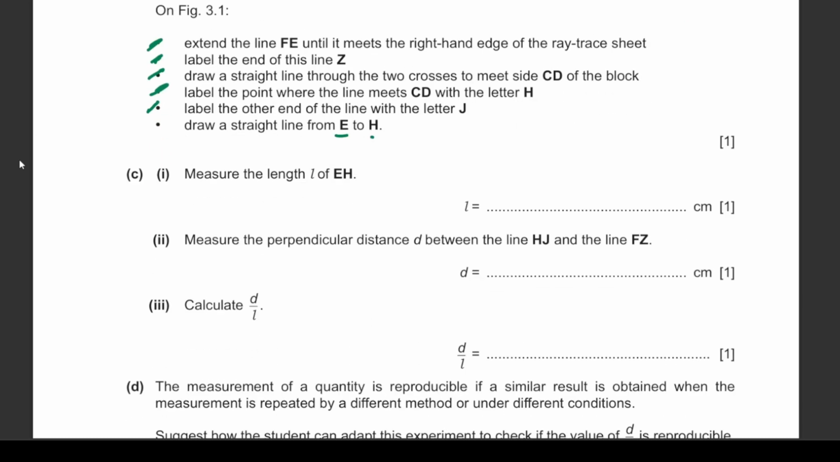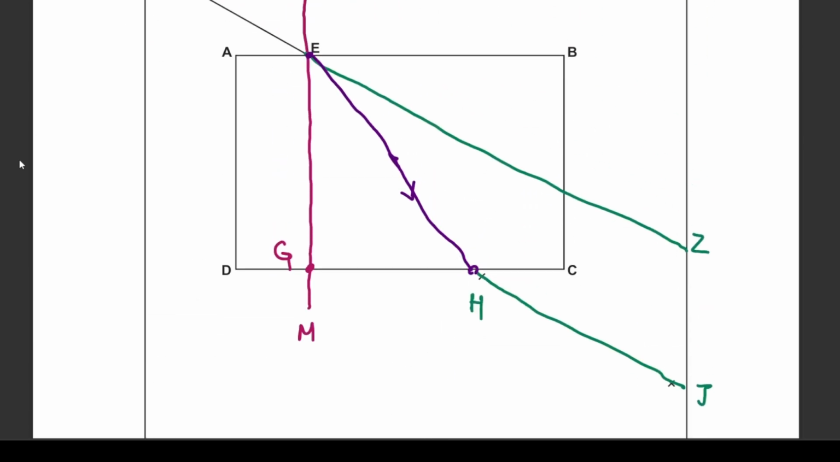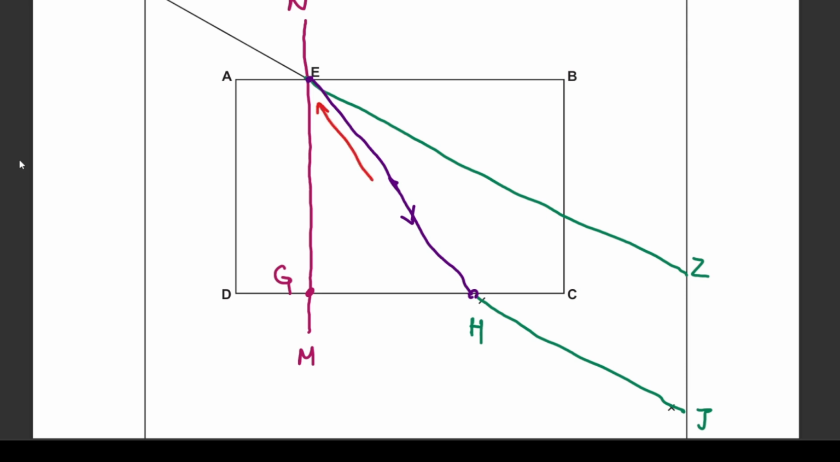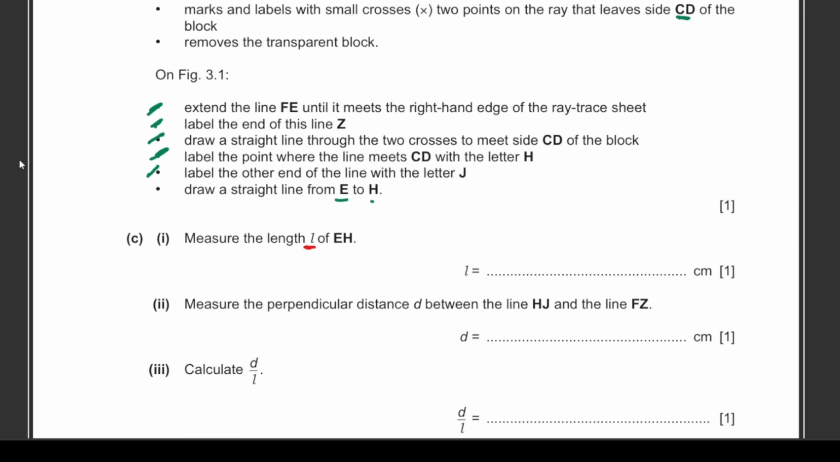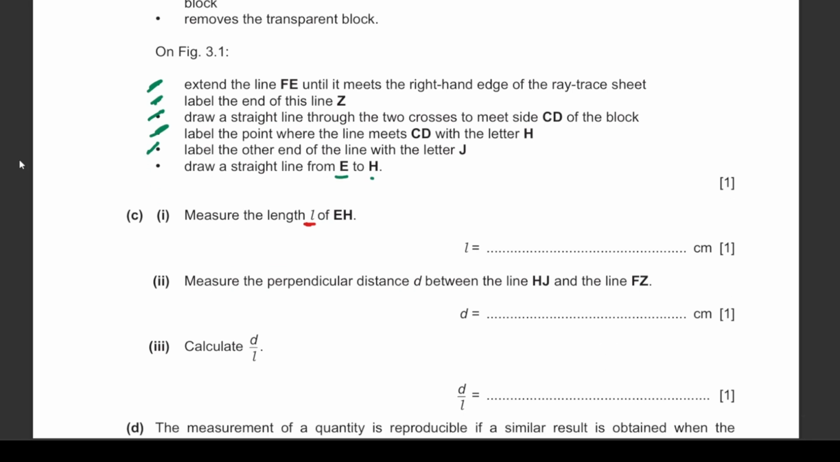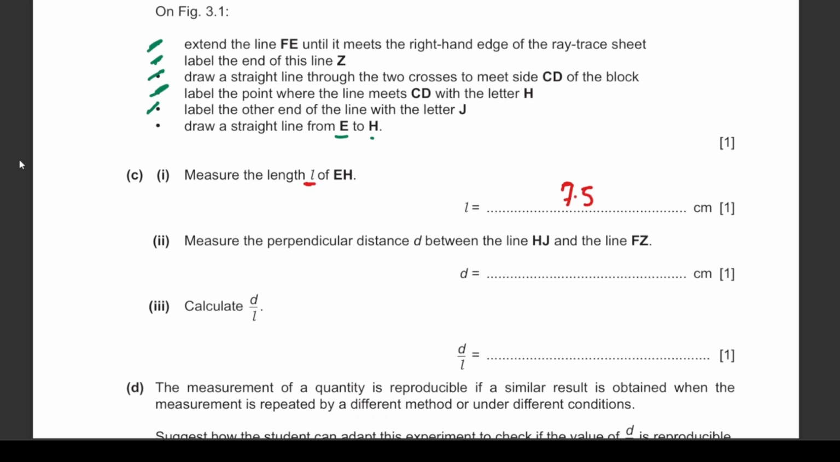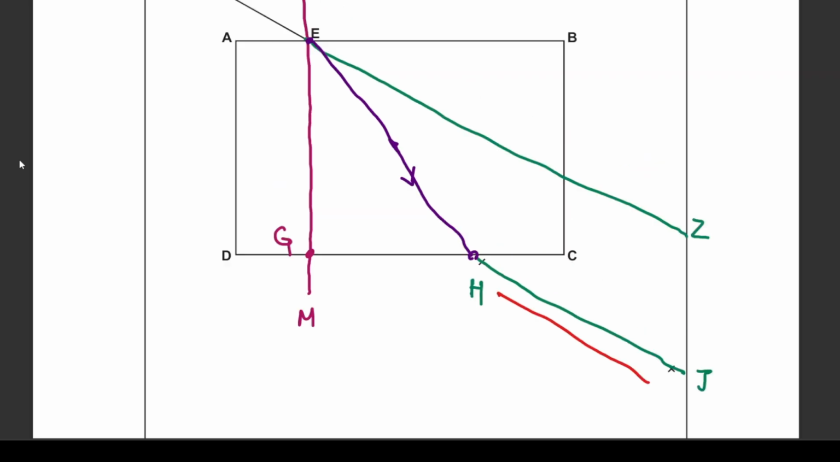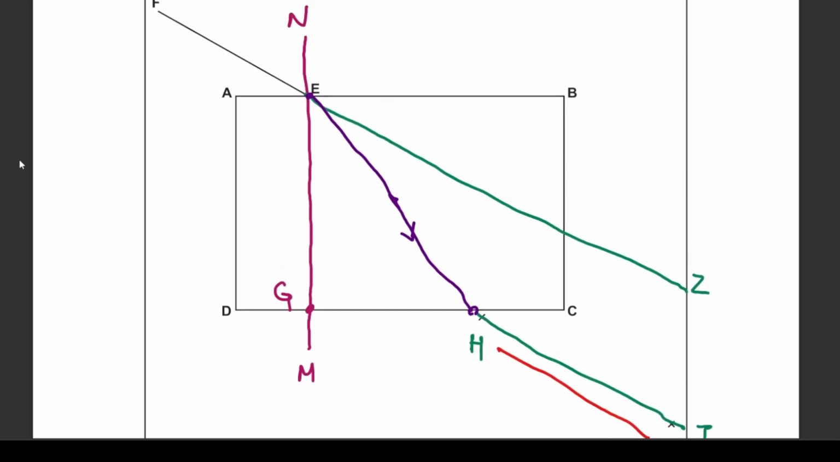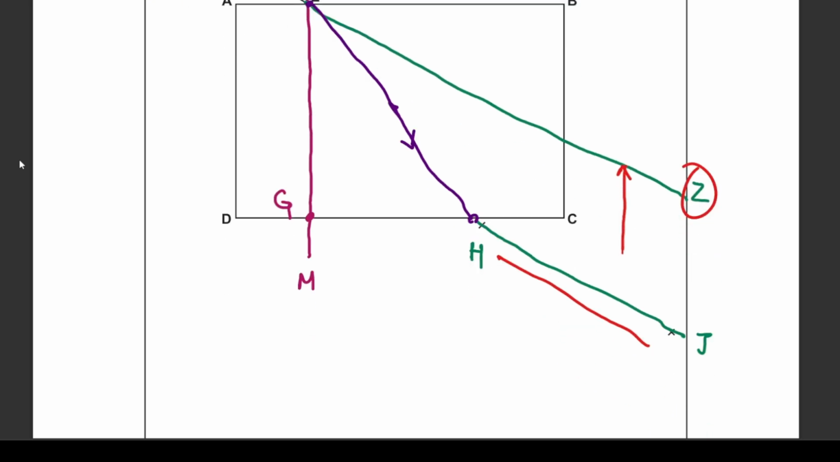Now he mentions to measure the length L of EH. So where's EH? You will be measuring the length of this line, whatever your length may come out as, take it as it is, and just put it here. I'm just writing down the answers from the marking scheme, which will be 7.5 centimeters, and the perpendicular distance D between HJ and FZ. So where's HJ? This is HJ, and this is FZ.